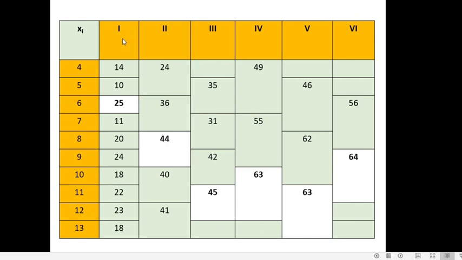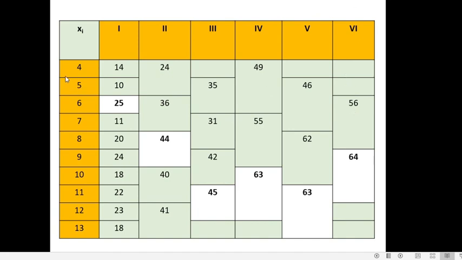The first column represents the original frequencies. The second column represents the frequencies combined 2 by 2. The third column represents the frequencies combined 2 by 2, leaving the first one. Fourth column represents the frequencies combined 3 by 3. Fifth column represents the frequencies combined 3 by 3, leaving the first one. And sixth column represents the frequencies combined 3 by 3, leaving the first two.